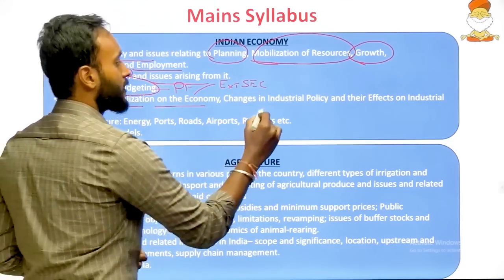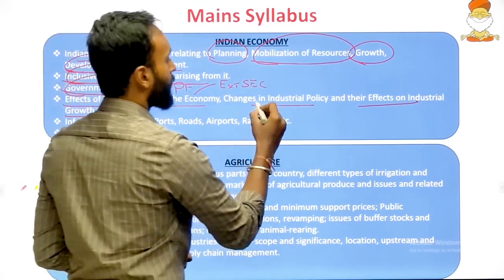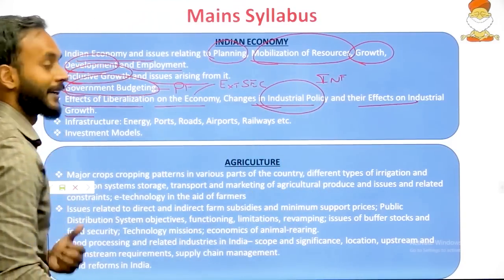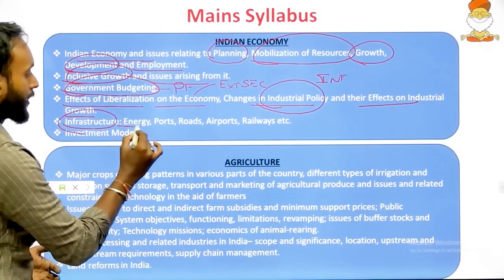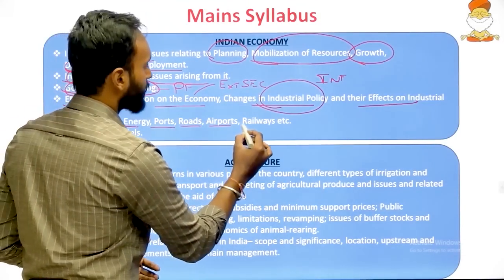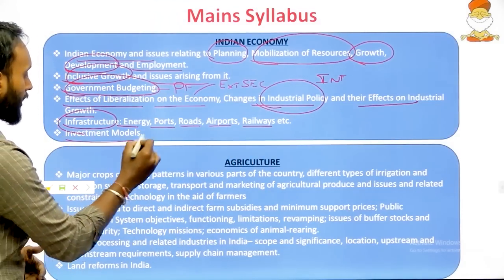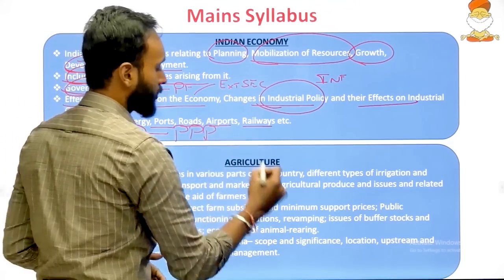Then we also have changes in industrial policy, effects on industrial growth. We will be studying this as a part of infrastructure when we are talking about the secondary sector. When we talk about infrastructure, we have energy, ports, roads, airways, railways, which is nothing but the transportation sector. And talking about the investment models, we will be talking about PPP, public private partnership.